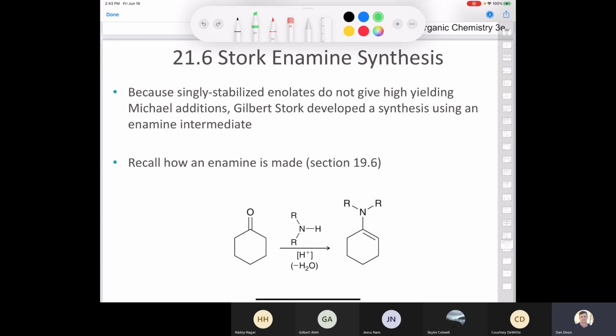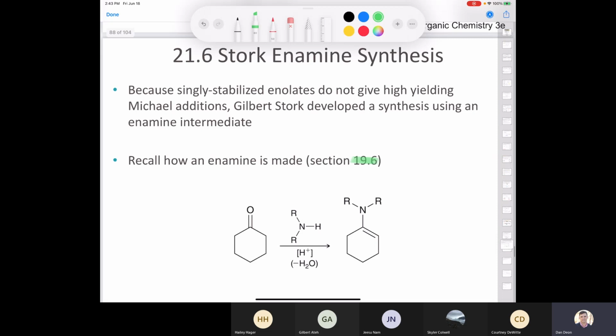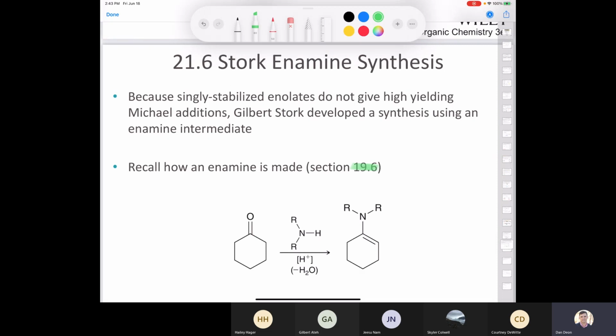Now, I know that everybody who's hearing the sound of my voice is in this class, and just last week or something, we looked at chapter 19, and we talked about how to make an enamine. Right, so what you're going to do is you're going to take your ketone or aldehyde, you treat it with a secondary amine, so that's very important. It's going to be a secondary. If it was a primary amine, then you end up with an imine, right? But with a secondary amine, catalytic amount of acid, loss of water, you make an enamine.